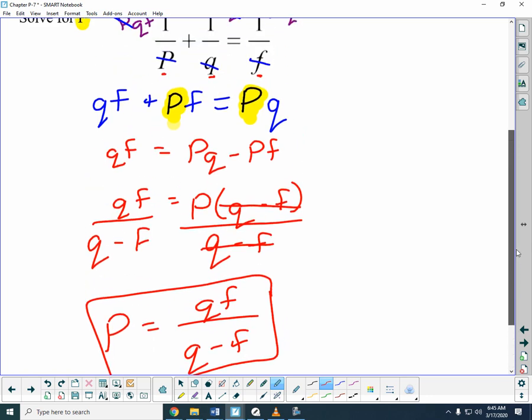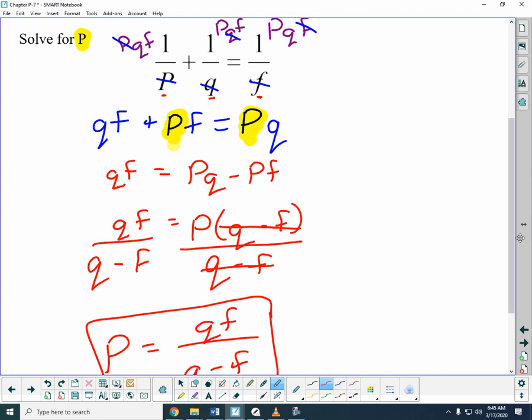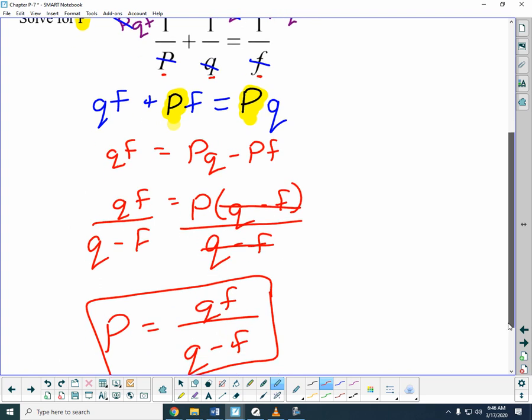Okay, so again, solving for a variable, if you have a fraction, the first thing you want to do is get rid of the fraction by multiplying everything by the common denominator. Get the variable you're solving for on one side of the equation and everything that doesn't contain that variable on the other. Factor that p out. You want to isolate that variable, so you factor it out, and then we divide, and we get our answer.